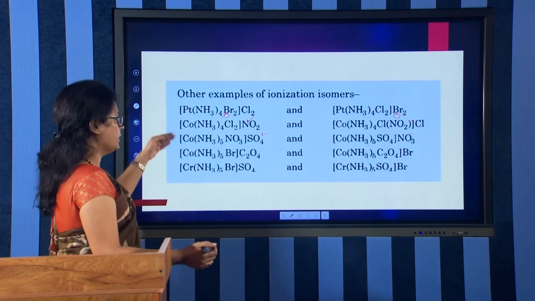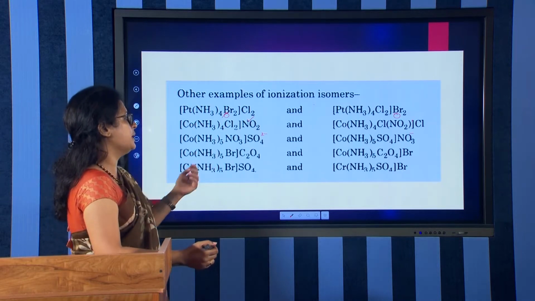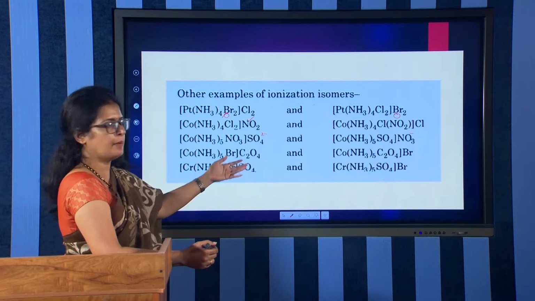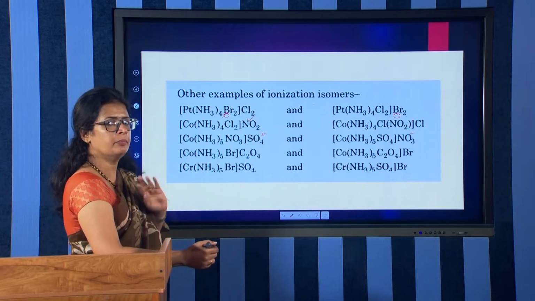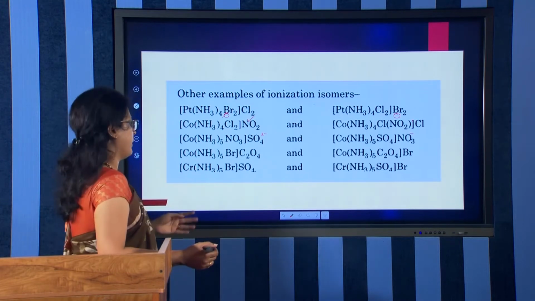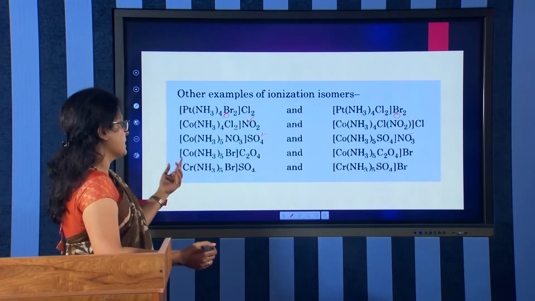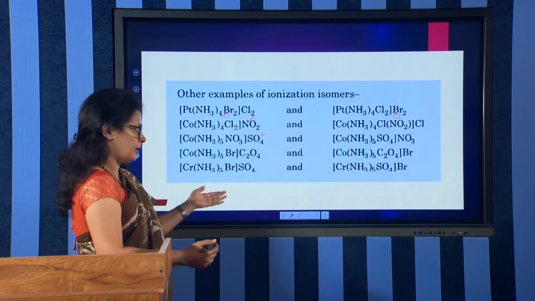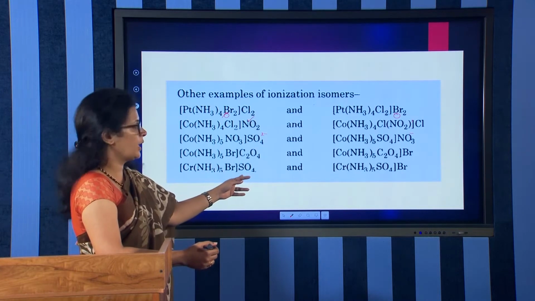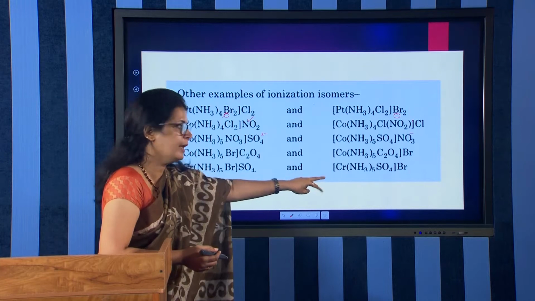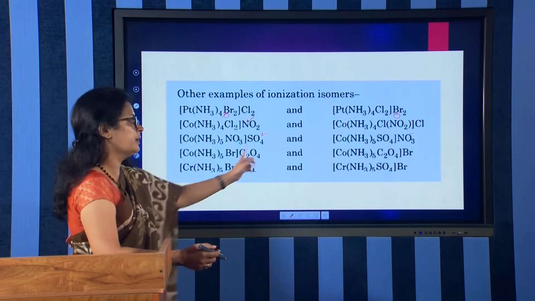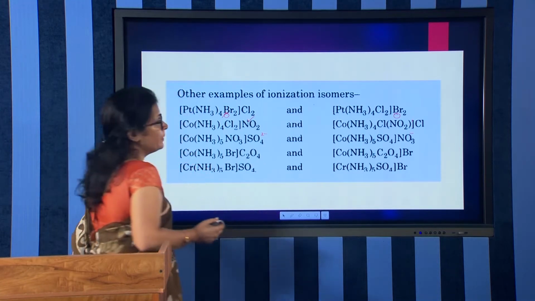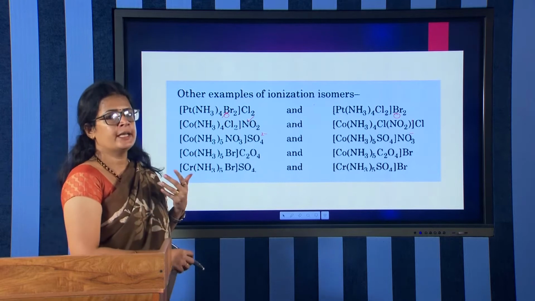Now, the fourth example is [Co(NH3)5Br]C2O4 and [Co(NH3)5C2O4]Br. Again the same: the ions are being exchanged between the coordination sphere and the counter ion. And the final, fifth example is [Cr(NH3)5Br]SO4 and [Cr(NH3)5SO4]Br. The sulfate is the counter ion here, but here the sulfate ion is the ligand. Here the bromide ion is the ligand, and here the bromide ion is the counter ion. So that is the difference. Hope it is clear about ionization isomers.